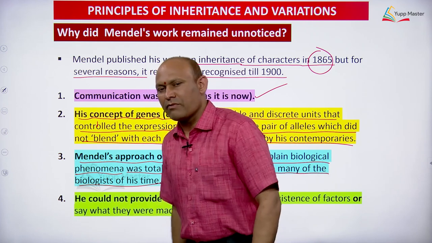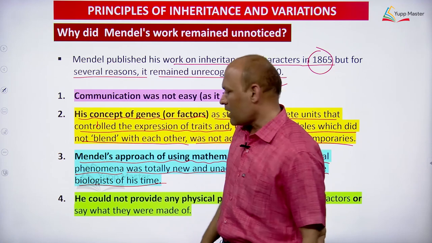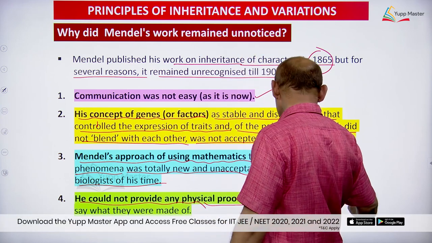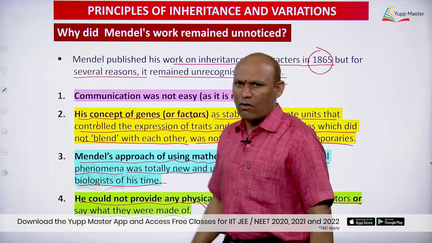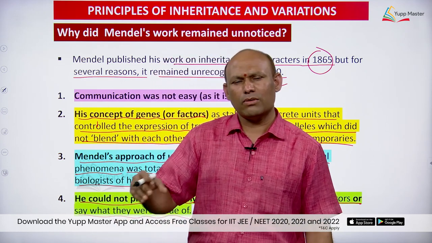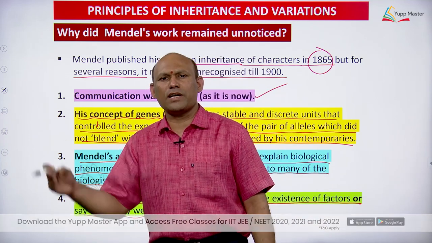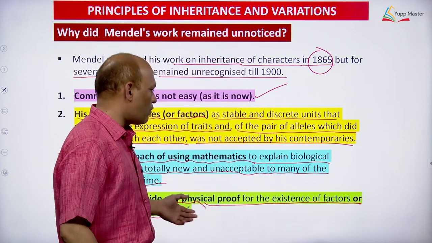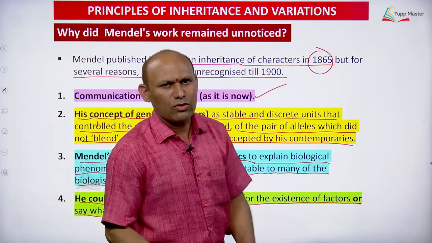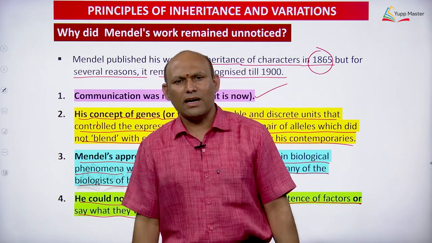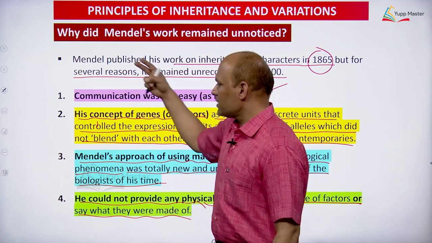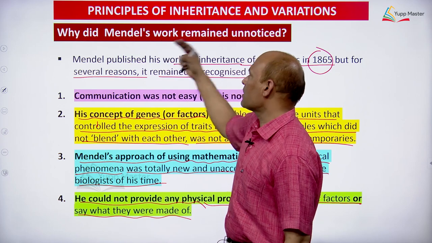Apart from this, one more reason is there for why Mendel's work remained unnoticed. Mendel spoke of factors, but he could not provide any physical proof for the existence of factors, or say what they are made of. Unfortunately, during that time there was no invention of the microscope and all those things. So he failed to give answers to some questions, and therefore scientists simply avoided Mendel's findings, dear students. These are the main reasons why Mendel's work remained unnoticed.